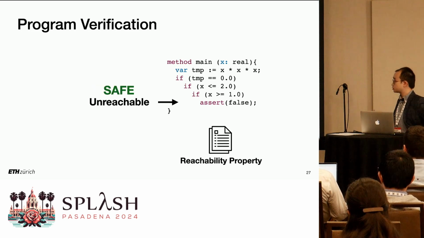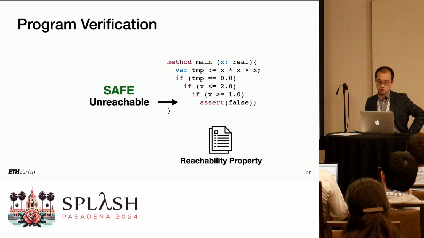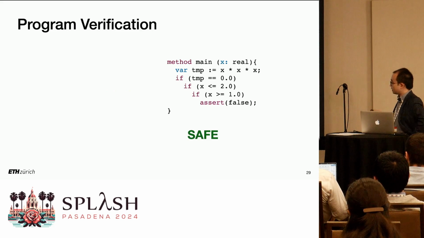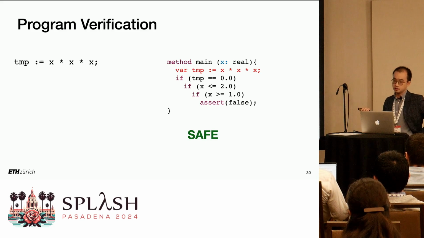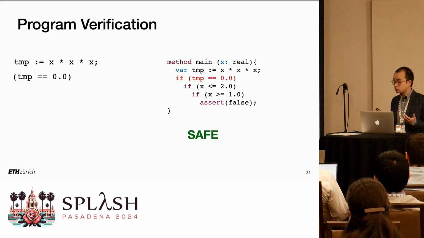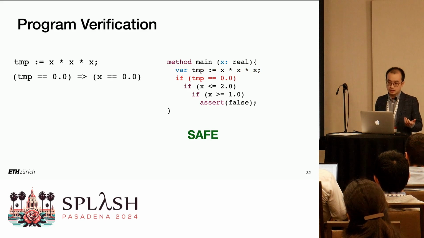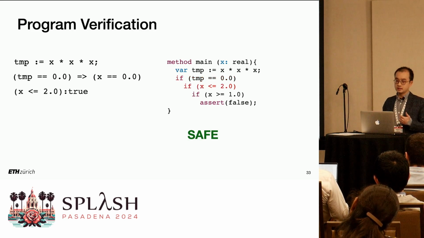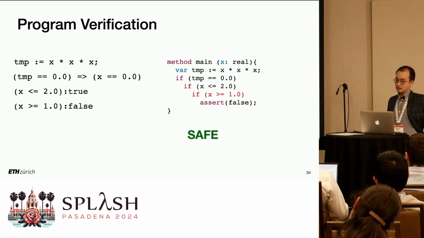And if the assertion is unreachable, then it's safe because this assertion can never be reached. So this program is actually safe, right? Because first we calculate the time into the x cube, and then the first condition is we want time equal to 0. Once the time is equal to 0, the x must be 0. And then when x is equal to 0, the x is less than 2.0, and the last branch cannot be reached. So this program is actually safe. Do you agree with it?